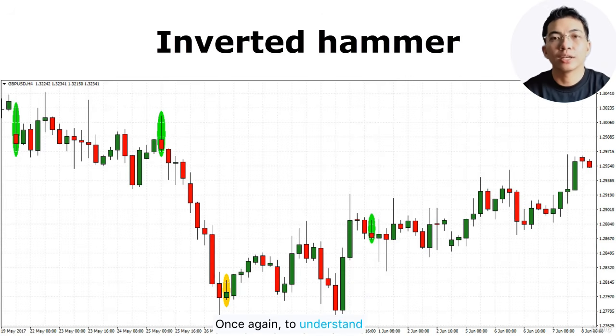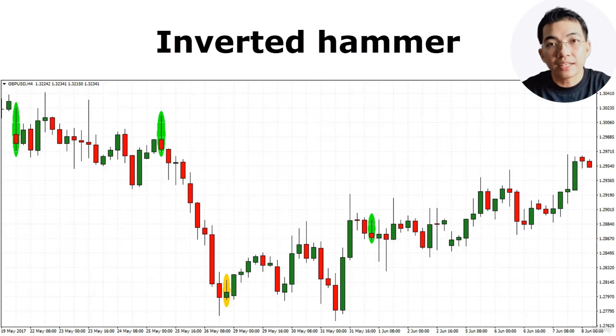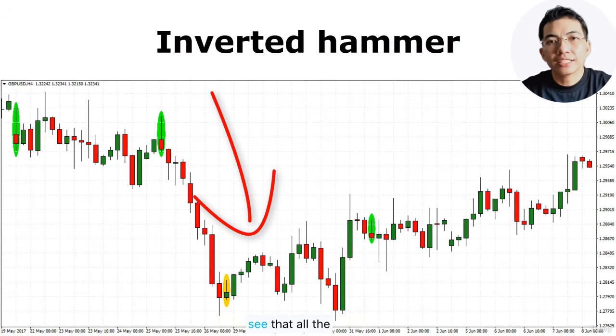Once again, to understand the logic of the pattern, I like to analyze what happened before the pattern and what happens with the candlestick that forms the pattern. In the sessions that precede the inverted hammer, the sellers have the power, and you can see that all the candles are red. There is no trace of buyers.